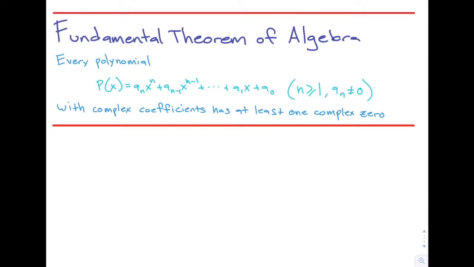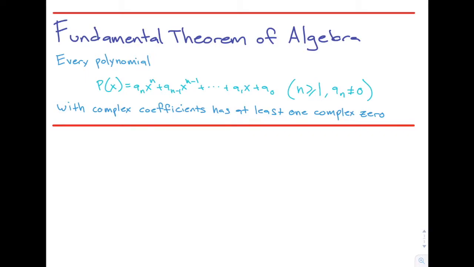So the fundamental theorem of algebra says that every polynomial p of x equals a sub n x to the n plus a sub n minus 1 x to the n minus 1, plus all the way up to a1 x plus a sub 0, for n greater than or equal to 1 and a sub n not equal to 0, with complex coefficients has at least one complex zero.